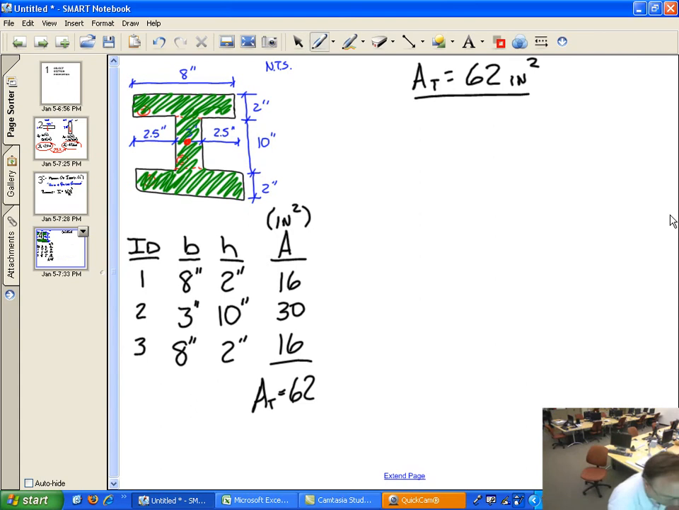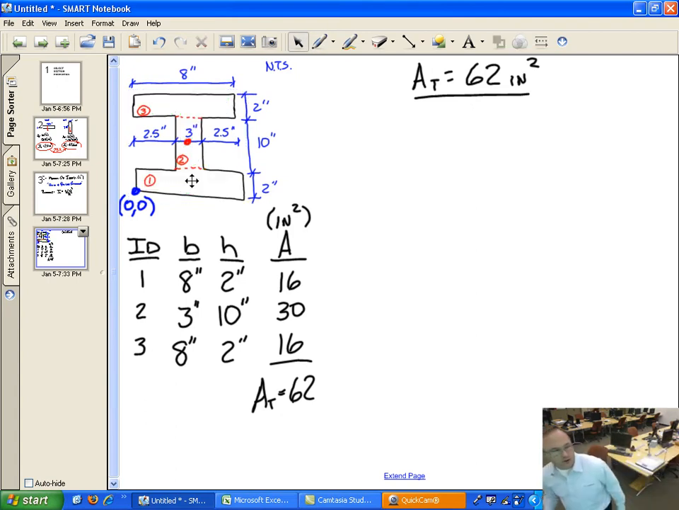For our case, where's our global 0, 0? Our global 0, 0 is going to be right here. We know the centroid of each of the individual pieces. Let's get rid of the green. So we know the centroid of here is right here, and right here.